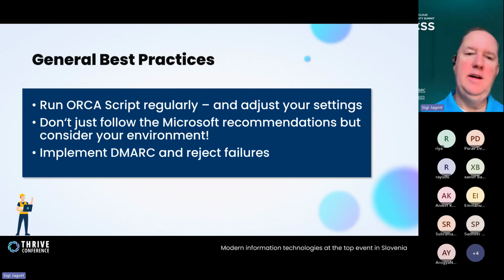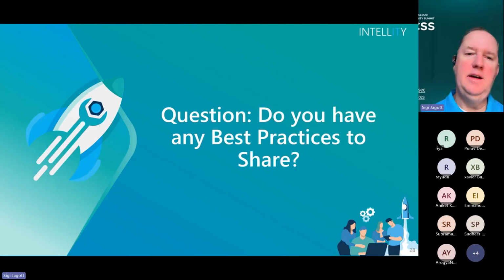And of course, implement DMARC and reject failures. That's key, because if you accept everything, even if the sending domain or sending server tells you not to receive it, then of course your environment causes issues. So implement DMARC and reject failures.